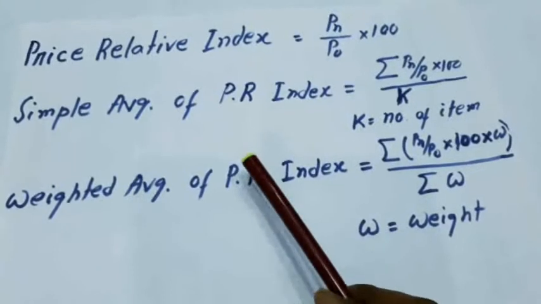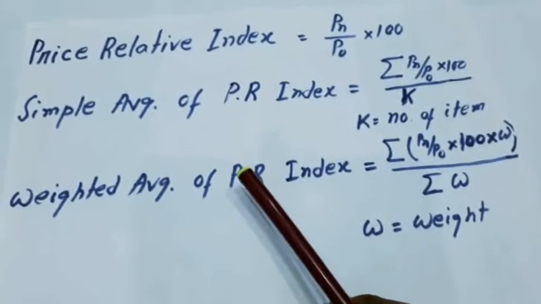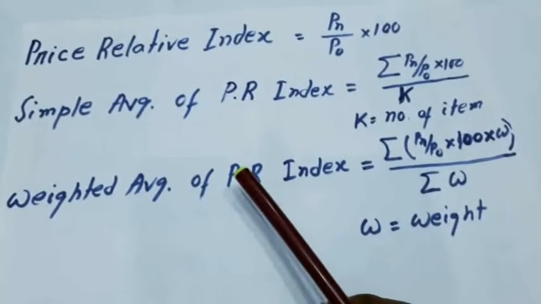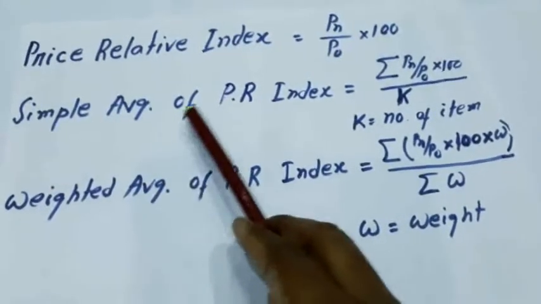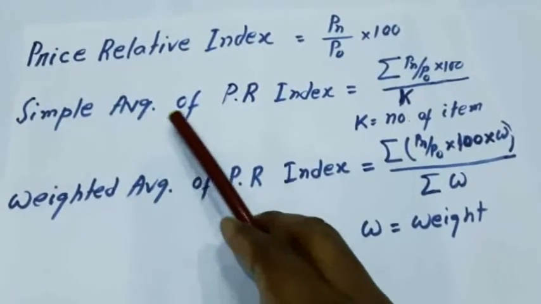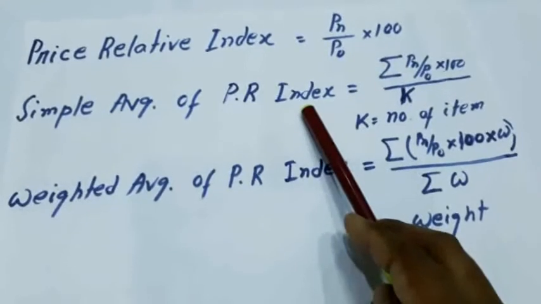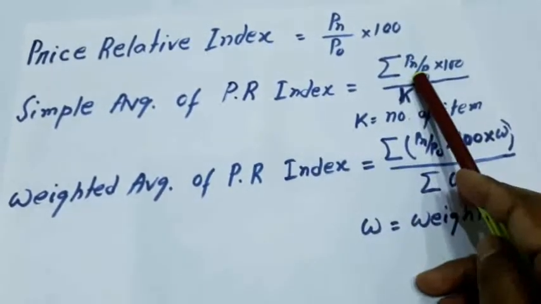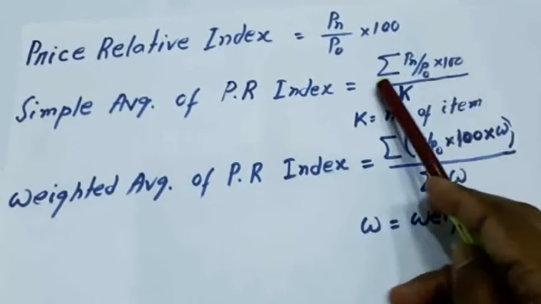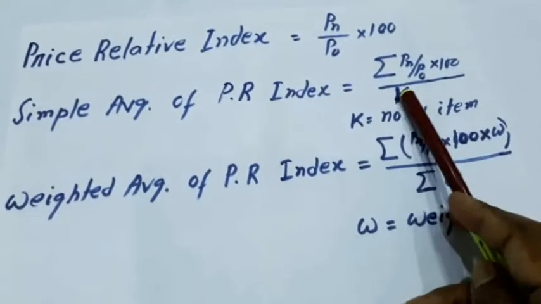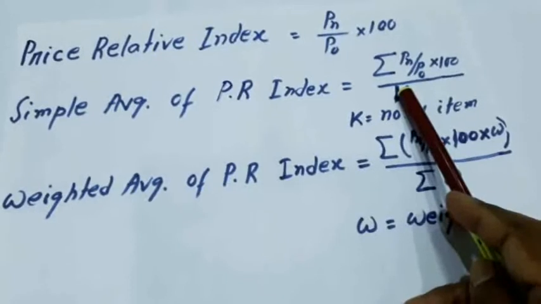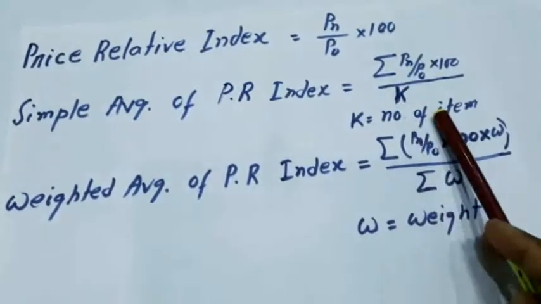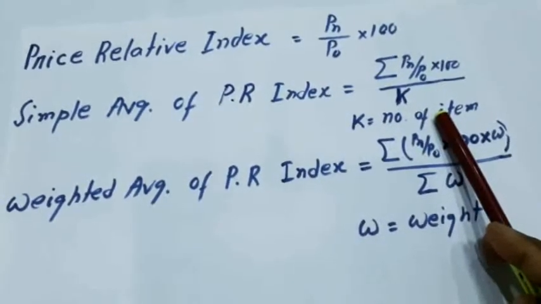However, now I will be showing you how to calculate the simple average or simple arithmetic mean of price relative index, and the formula is summation Pn by P0 into 100 divided by K. Here K is the number of commodities or number of items in the problem.